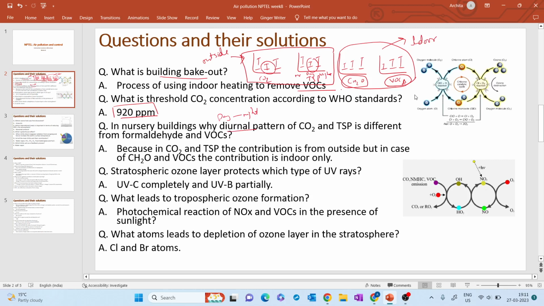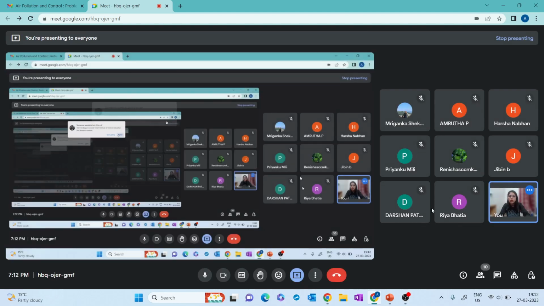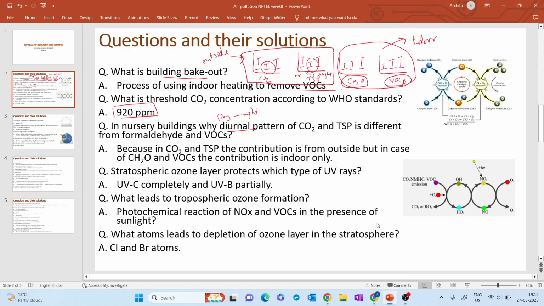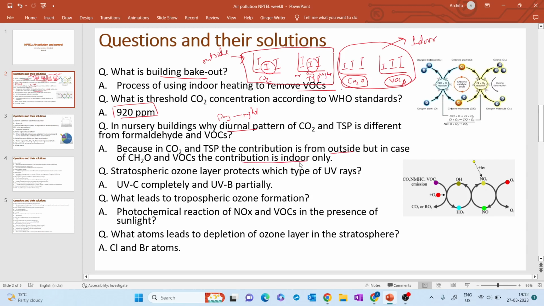But for the formaldehyde and VOCs, the pattern is very different, which shows that their source is majorly indoor only. And that is the question here: what is the difference between their diurnal patterns? The sources of the CO2 and TSP can be from the outside, but for formaldehyde and VOC, the contribution is from indoor only. Okay, so that is about the case study, which is the first lecture of the week.